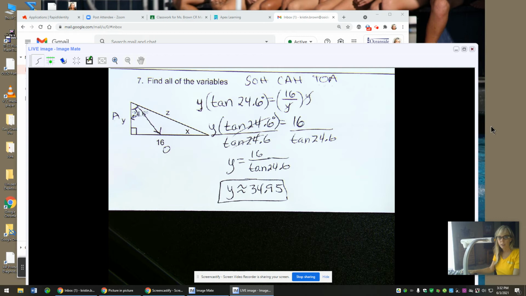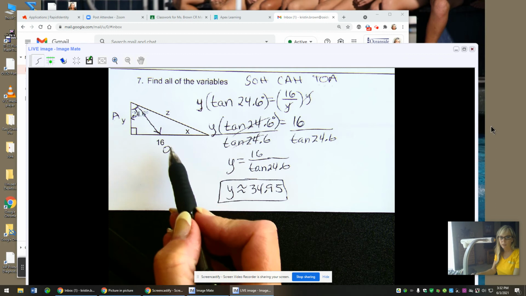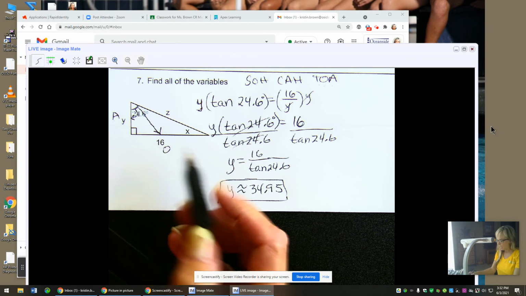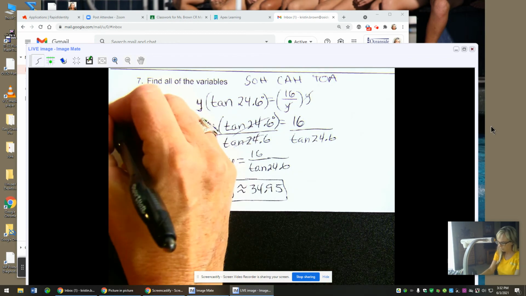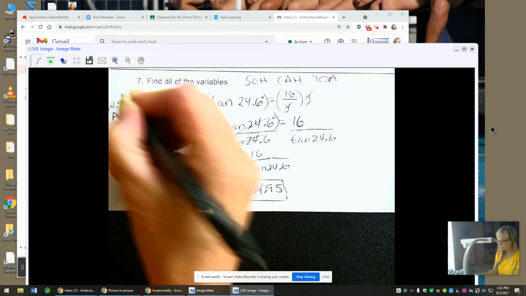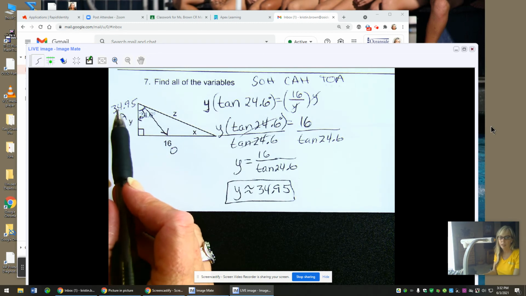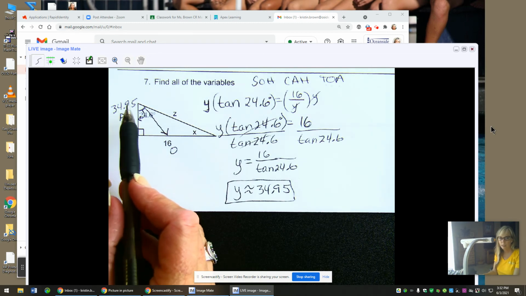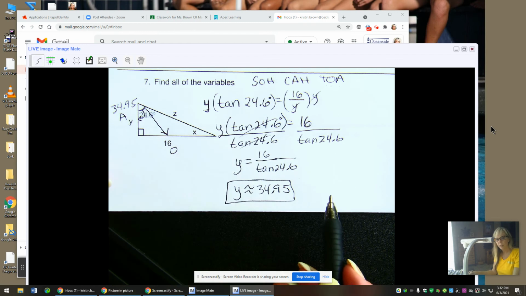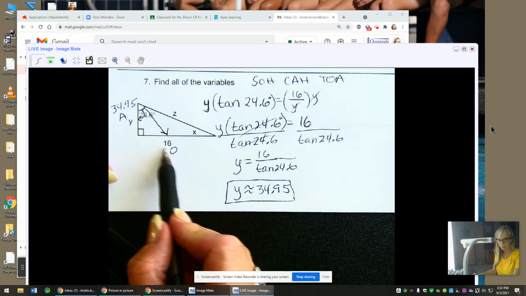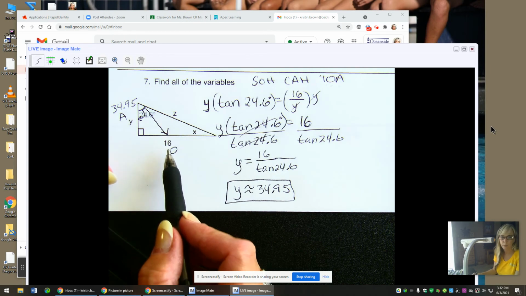Boy, am I going to run out of space. Okay, let's do it again. Let's look for z this time. We still have the same reference angle. We still have 16, which is opposite. I could use, this is now 34.95. I could use that. It's not a good idea because that's not an exact answer. And if I use an estimate in my work to find another answer, then the answer is even farther from accurate. So you're better off using given or better exact numbers.